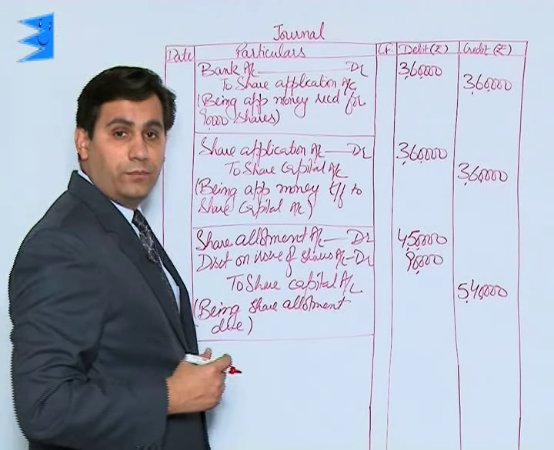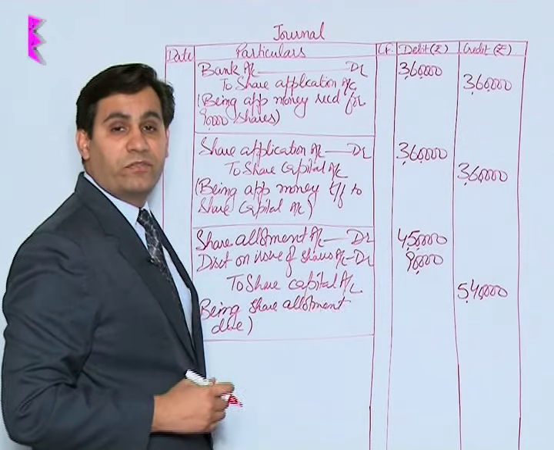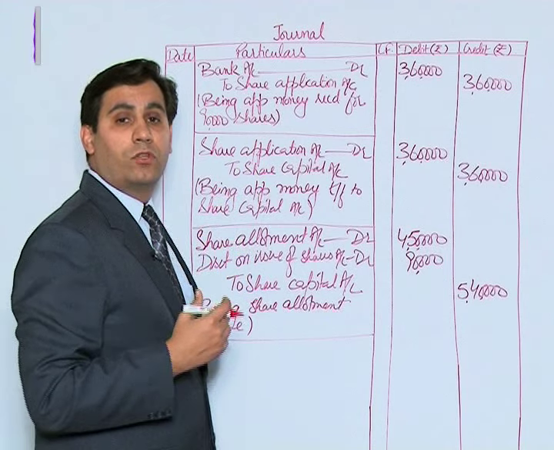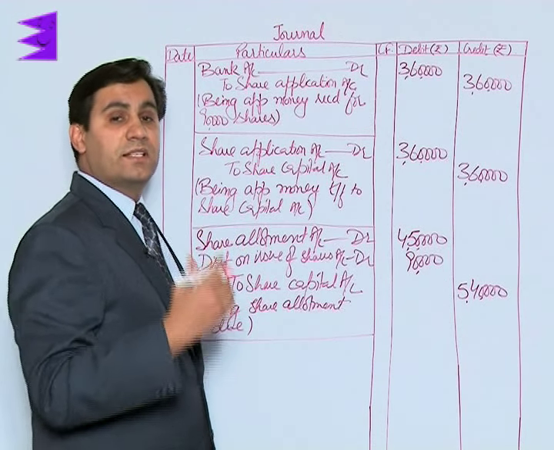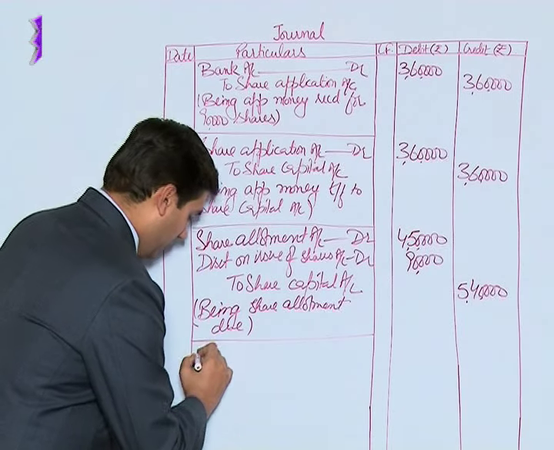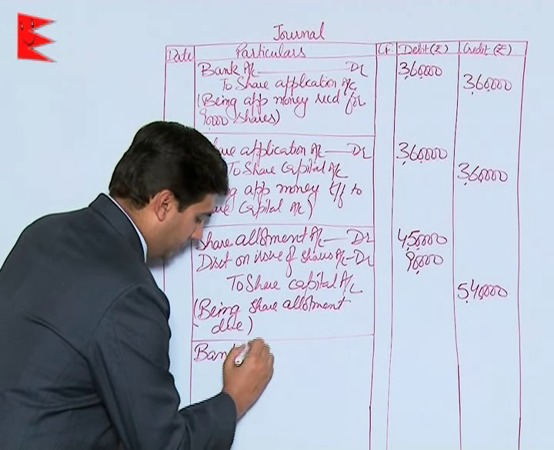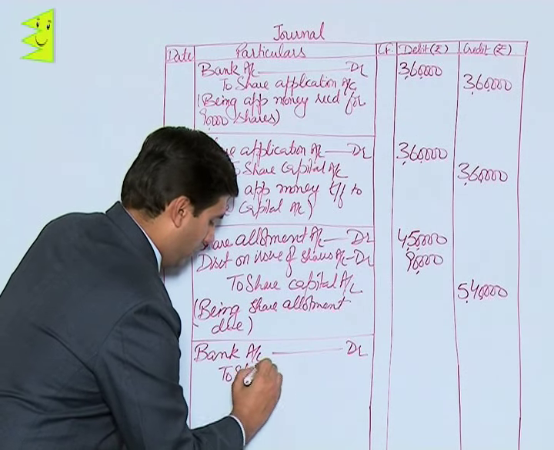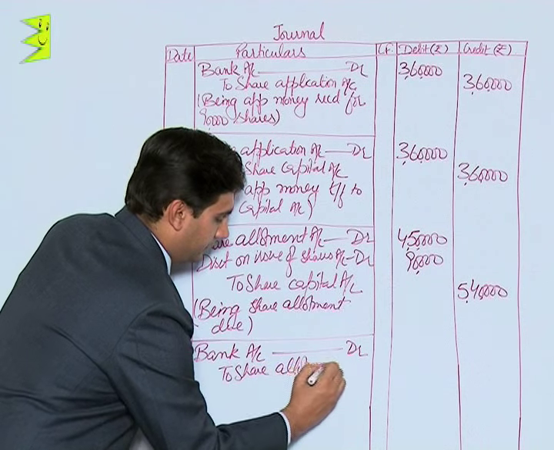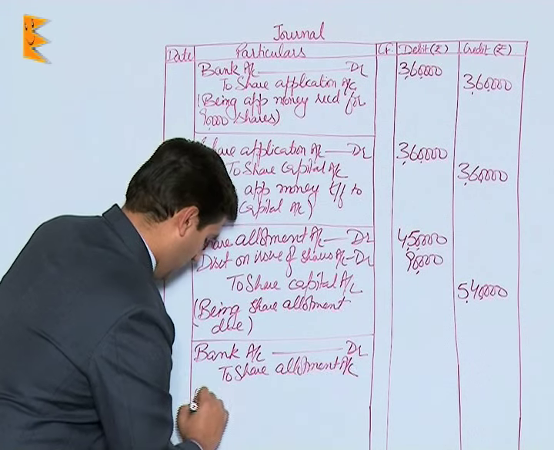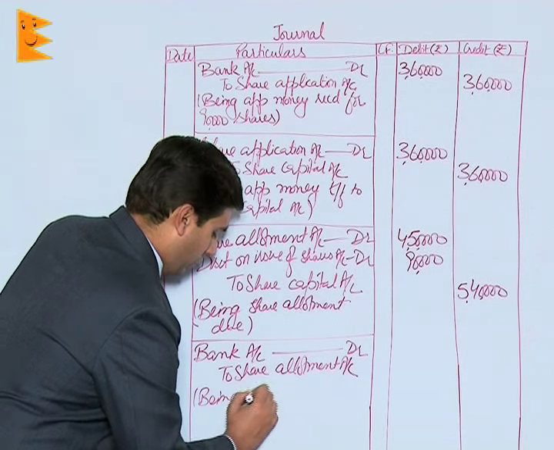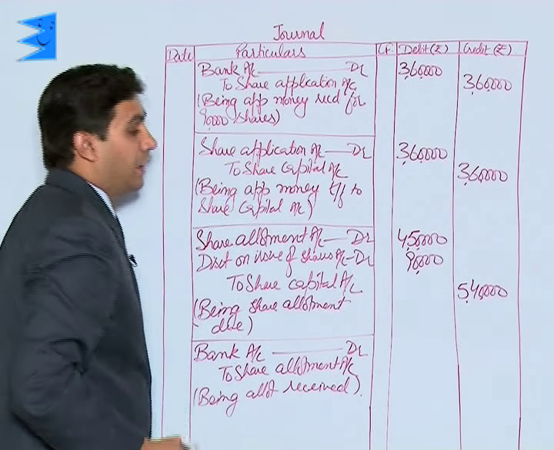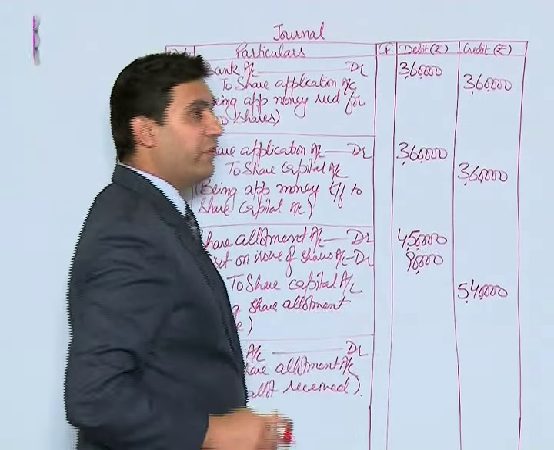And the last entry would be that this amount of 4,50,000 would be received except for 1,000 shares who have not paid us, right? So let us see what that journal entry would be. The entry would be bank account debited to share allotment account, being allotment received, and the amount to be received was 4,50,000.